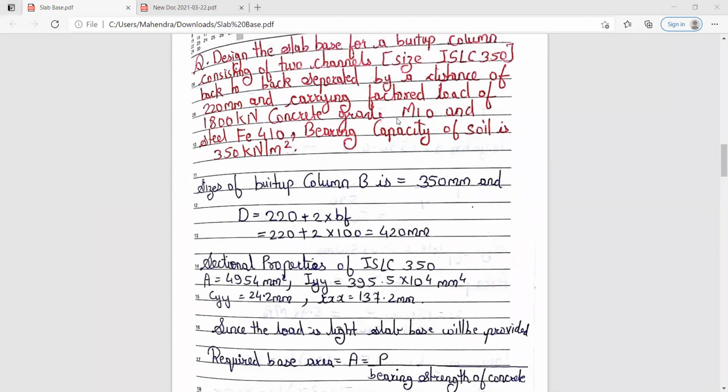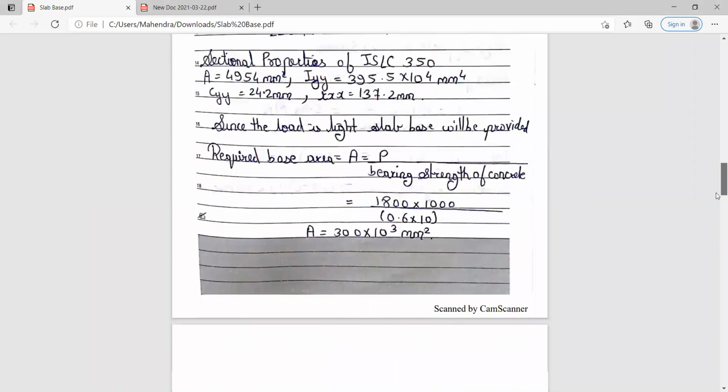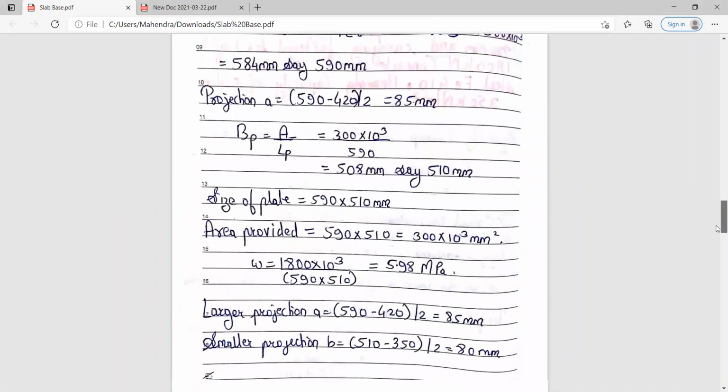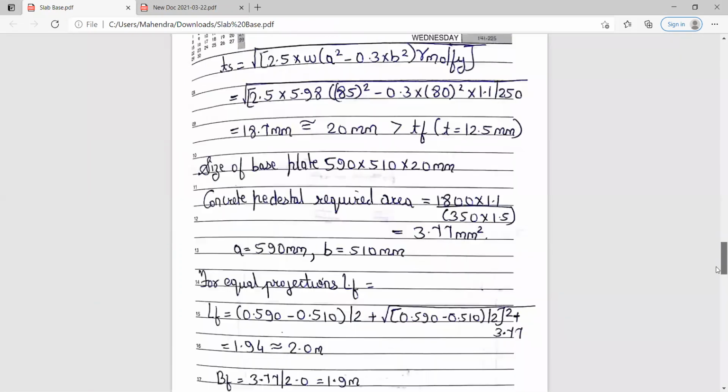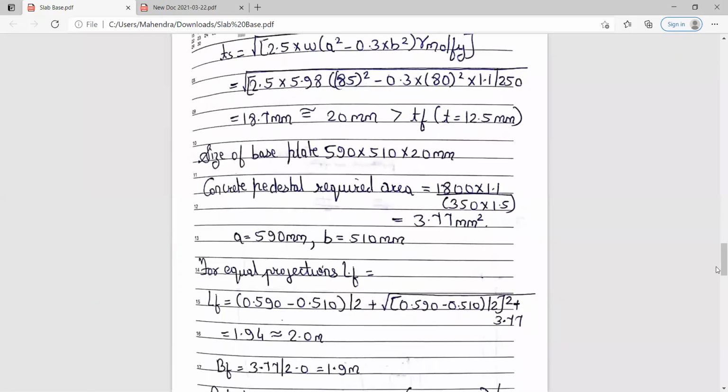What do you have to consider for the pedestal? The factored load as well as the size, into 1.5, where 1.5 is the partial safety factor. So you will get the concrete pedestal required area as 3.77 mm square. And after that, already A and B are 590 and 510, that is the size of the plate. On that basis you have to calculate the equal projection LF.